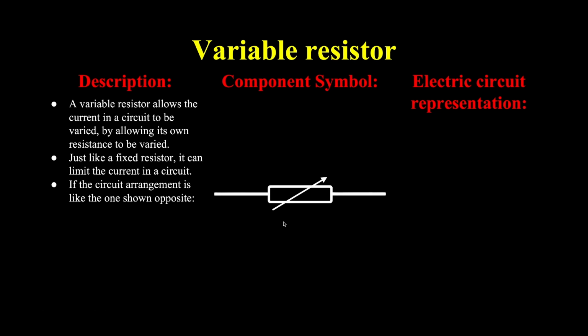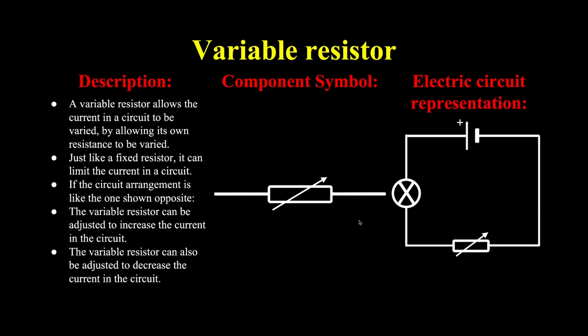If the circuit arrangement is like the one shown opposite, to increase the brightness, you would have to lower the resistance of the variable resistor, and to decrease the brightness, you would have to increase the resistance of the variable resistor. And this is a representation of a variable resistor in an electric circuit.